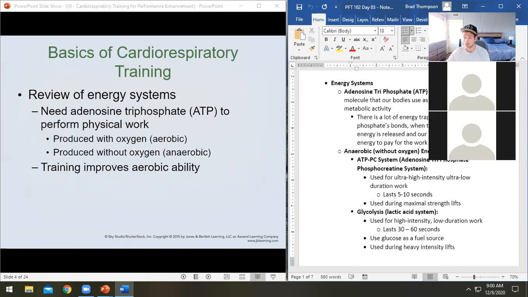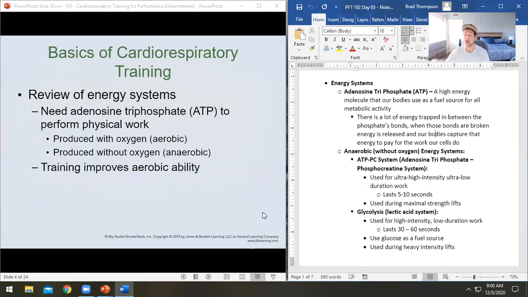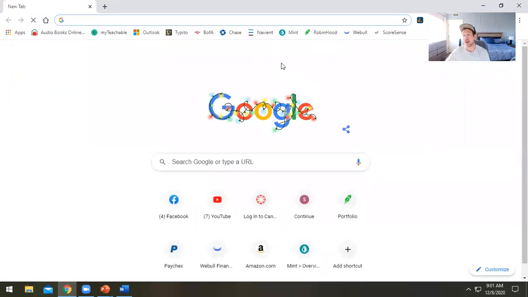Energy systems are really cool, but everything in your body, every action that you make, every single physiologic process that occurs when your body does stuff, requires this specific molecule called adenosine triphosphate, or ATP. ATP is basically stored energy. Everything in the universe takes energy in order to make it happen, right?